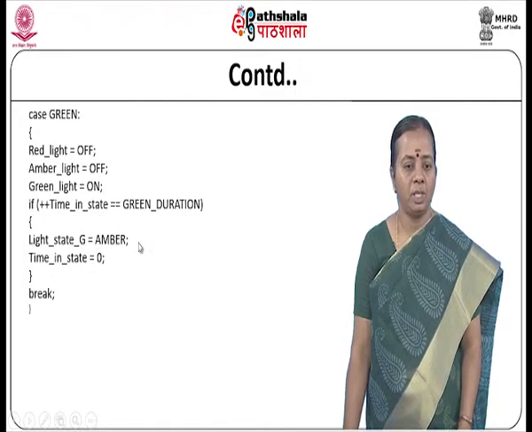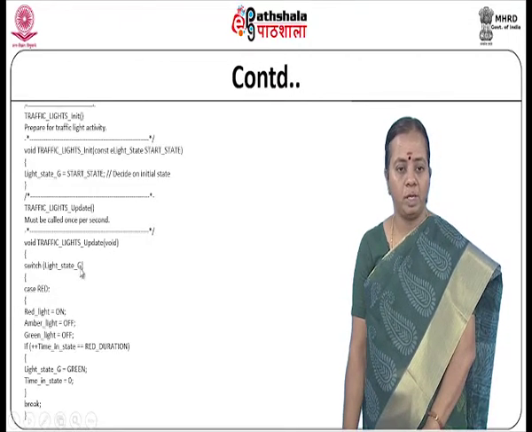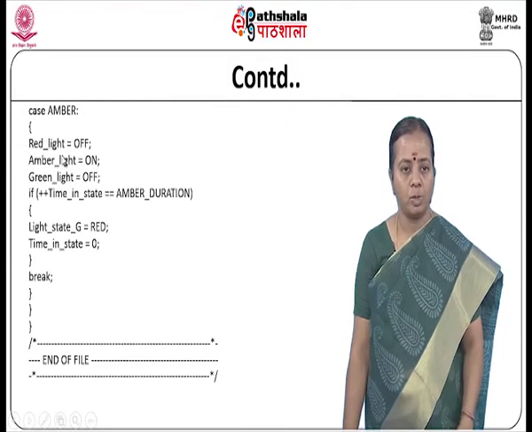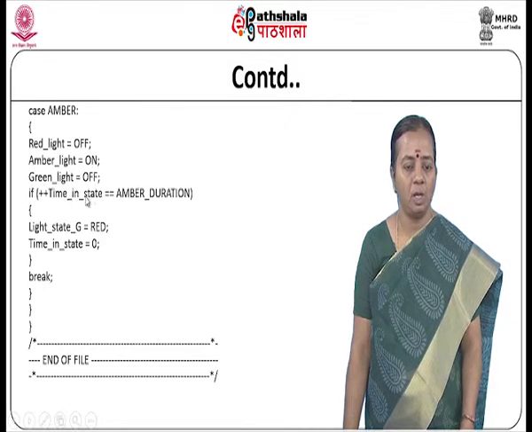So, now the next state, amber state, is assigned to light state G and time in state is reset to 0. Now, it is a break. Because amber is given, it comes to switch light state G. So, the next state it gets is amber. So, it comes to amber. So, the condition existing is red light off, amber light on and green light off. So, it now checks that it is 0 now.